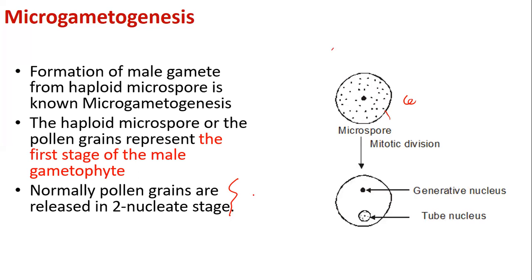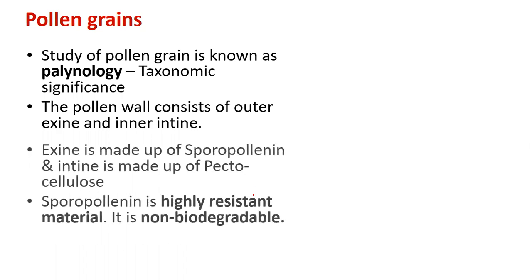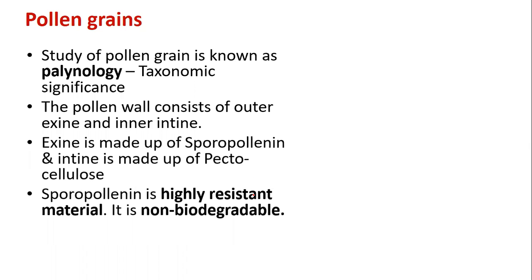Completed, sir. Okay. Now have a look at the study of the pollen grains. The study of pollen grain is known as palynology, and it has a great amount of taxonomic significance. Now, the pollen wall consists of outer exine and inner intine. Exine is made up of sporopollenin. We have already discussed that.